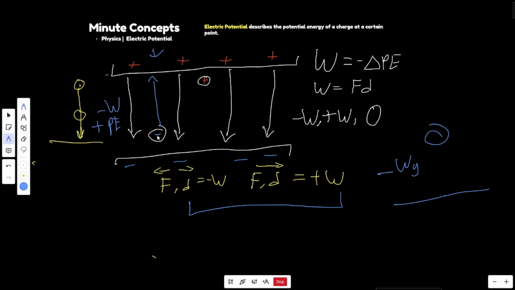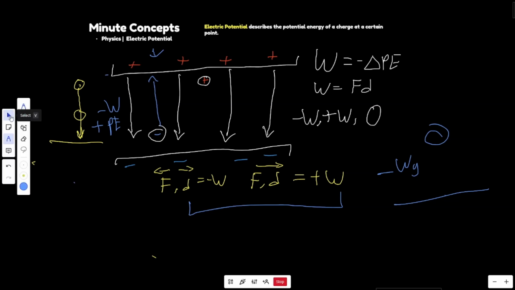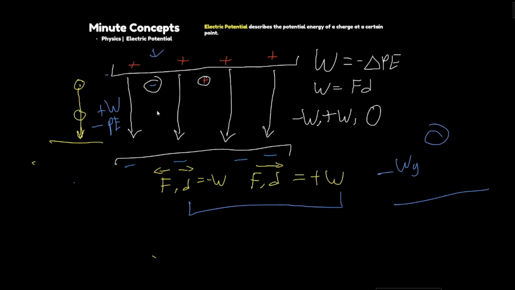Now, what happens when we lower the distance? Let's make the distance now really close. So we're going to lower the distance and it's going to be right here. Now, the signs will flip. Because now we've decreased our potential energy and we've made positive work because it's going where it's supposed to go.